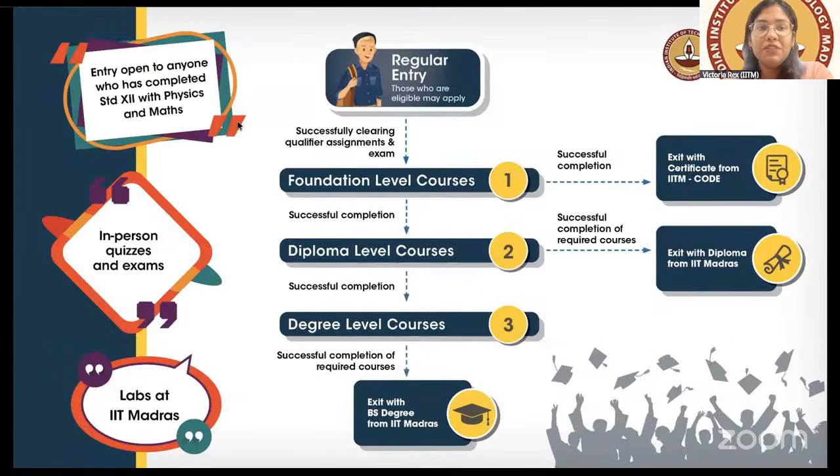So this is the pathway. You are successfully entering into the foundation level now. Once you have completed the foundation level, you can move to the diploma level, then you can move to the degree level. If you want to exit with the foundation level, you can exit with the IIT Madras CoDE certificate. The same is applicable for the diploma level. You can exit with IIT Madras certificates, not with the CoDE certificates. The entry for this is, as you have already completed class 12th with physics and maths, you have directly entered into the foundation level.